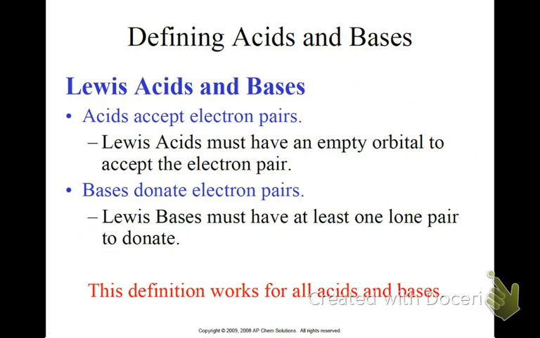So a Lewis acid accepts an electron pair. A Lewis acid is an electron pair acceptor, and a base is an electron pair donor. So that's the way you remember them. Acids accept, bases donate. And in this case, with Lewis, we're talking about electron pairs. So lone pairs is what we're talking about. The nice thing about this one is it does work for all acids and bases.